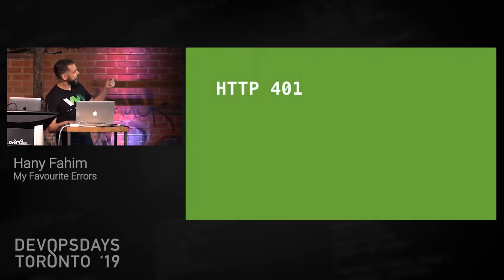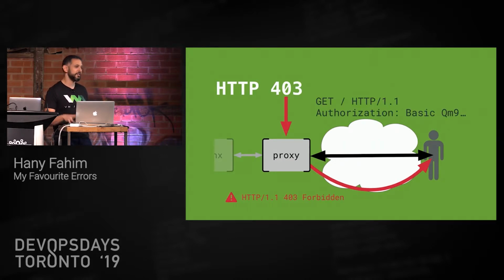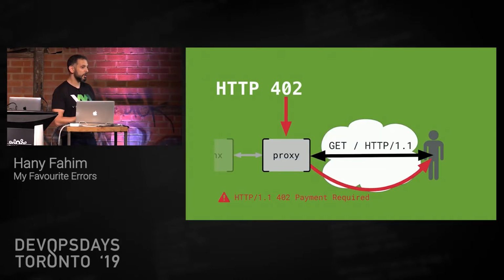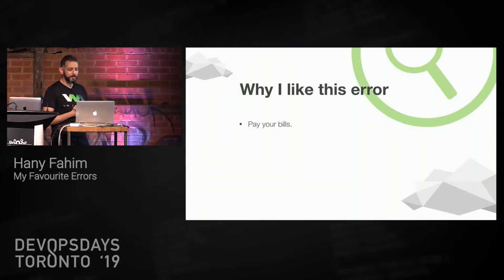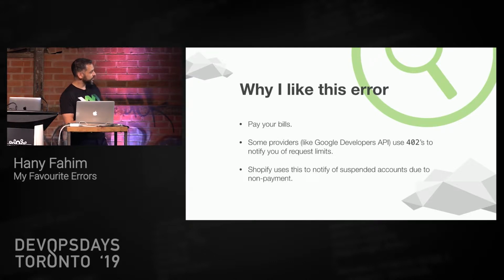I'm going to skip over these quickly. Everyone knows your 401, which is basically you need credentials to get in, and your 403, I see your credentials, but you're still not allowed in. 402 is a fairly unused error code. It's called payment required. Not very well used, but I like it because it tells you you've got to pay your bills. Some providers like Google Developers API will use 402s to notify of request limits. And I know that Shopify uses 402s to announce to the world that you haven't paid your bills.